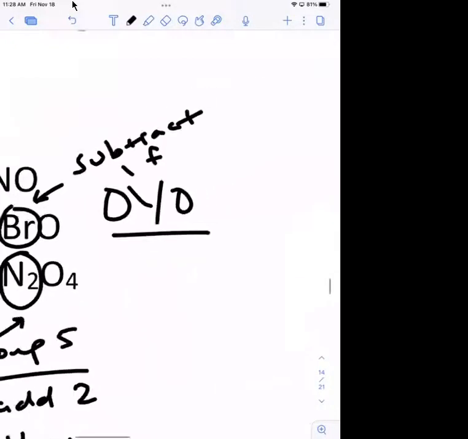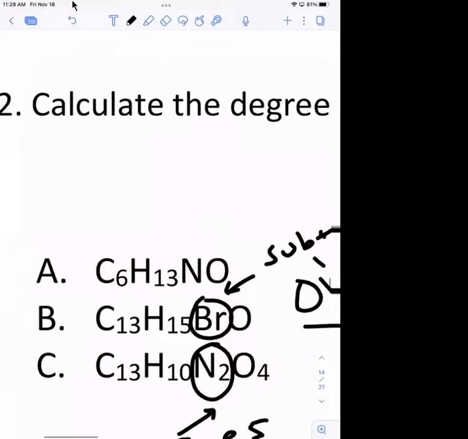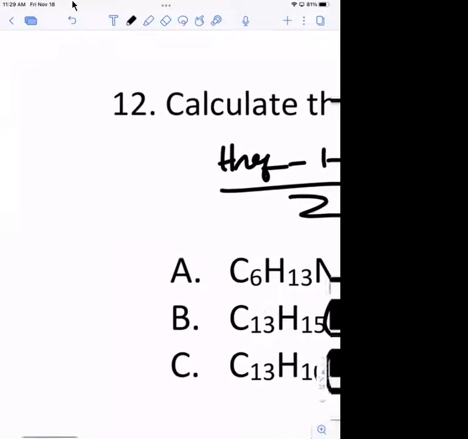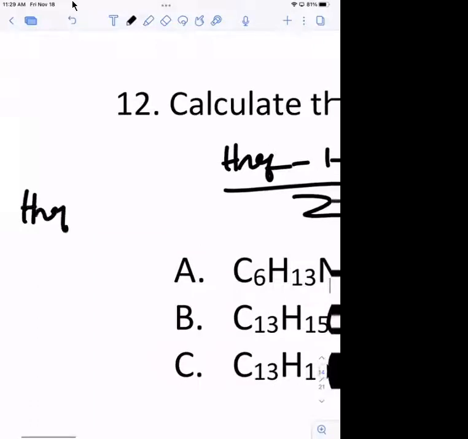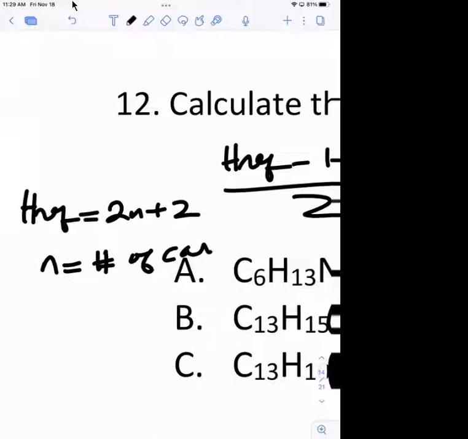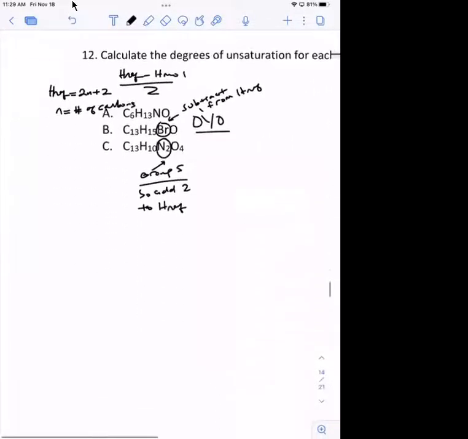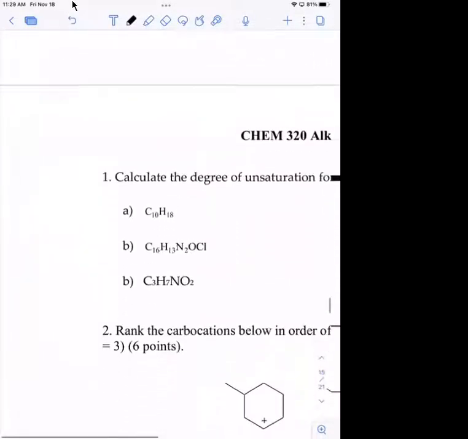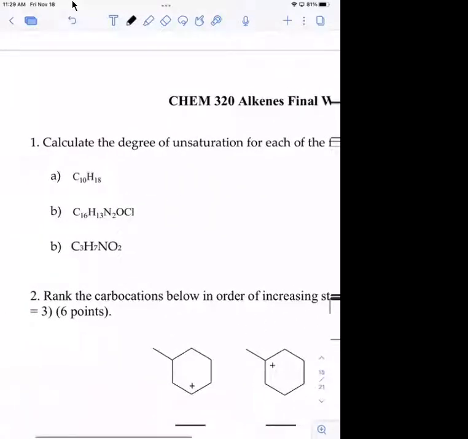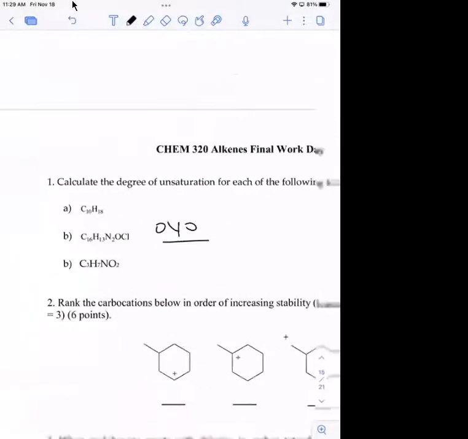Otherwise, you're going to get a fraction. And remember, this is HREF minus H molecule divided by 2, and HREF is 2N plus 2, where N is the number of carbons. So y'all can calculate those, and we're going to move on to some more reactions. Same here. All right, let's look at this.